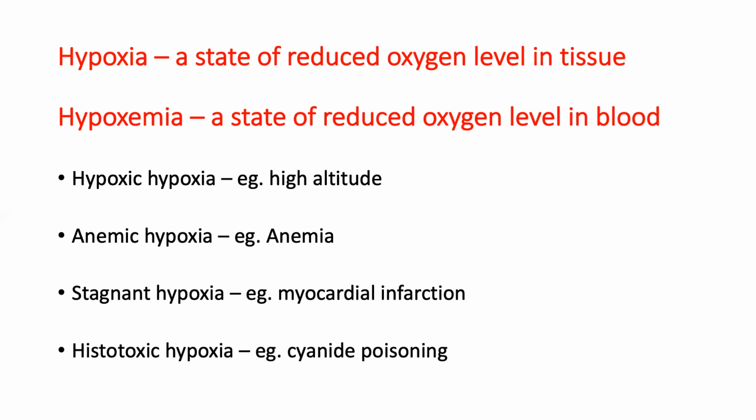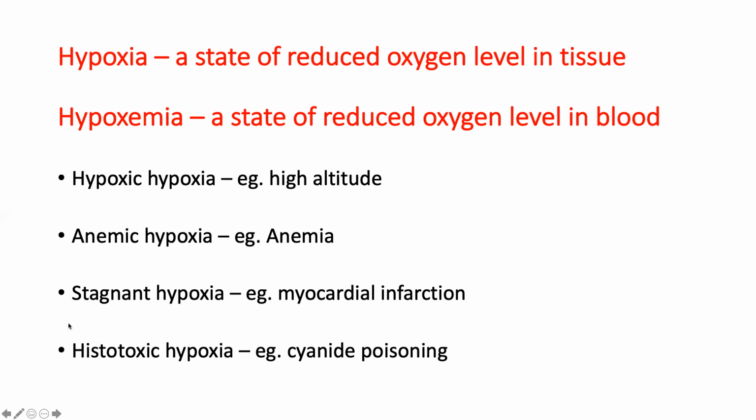So we breathe in good quality oxygen. That oxygen has been delivered to the hemoglobin and we have enough oxygen-carrying hemoglobin, but the hemoglobin cannot go to the tissue because the arteries and the capillaries are blocked. For example, like heart attack, myocardial infarction. In myocardial infarction, the blood vessels are blocked, and that is what we call stagnant hypoxia.